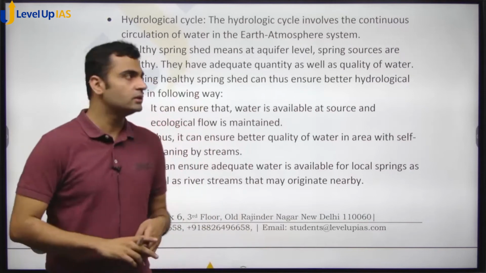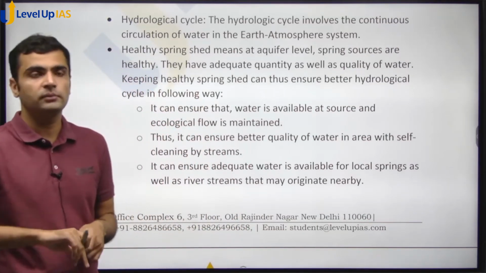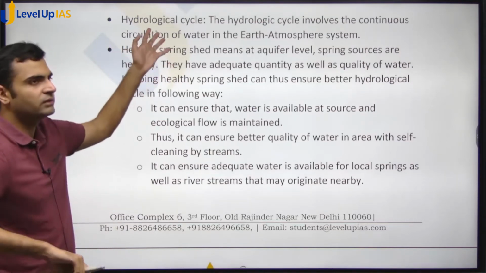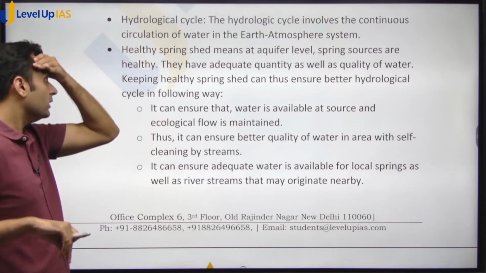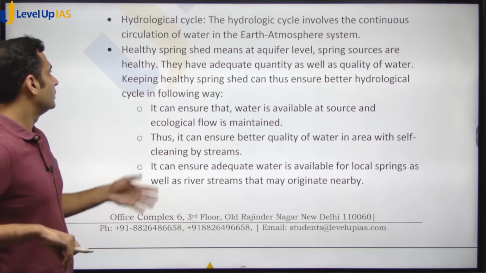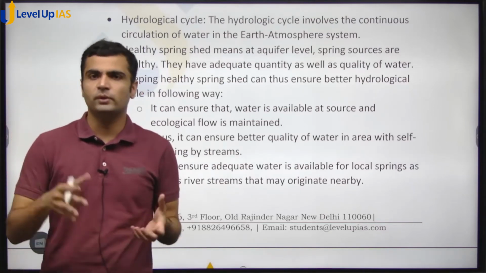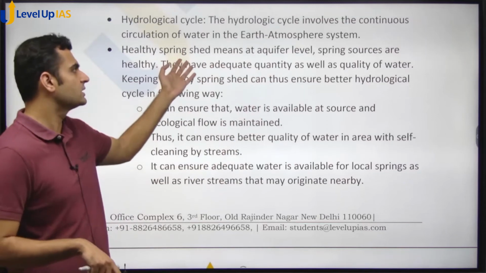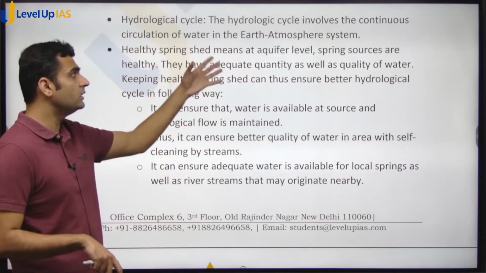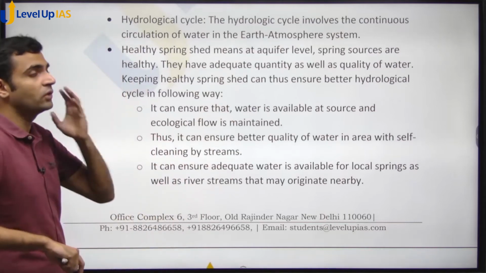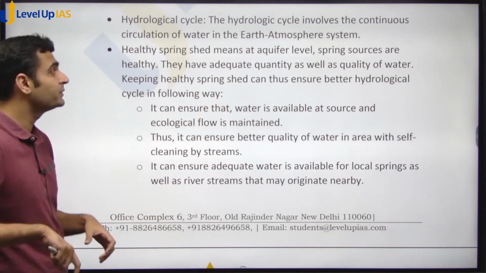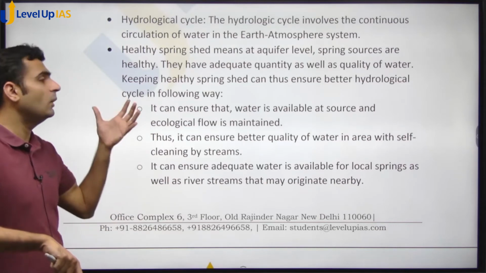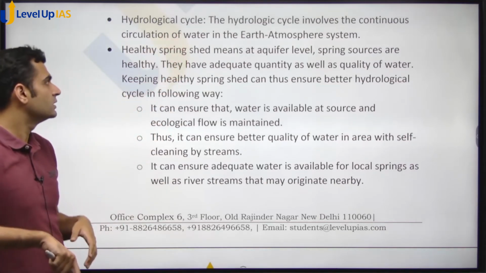Now the second part of the question: how does a healthy spring shed lead to better management of the hydrological cycle of an area? So firstly, again, for this part, we define what the hydrological cycle is. The hydrological cycle is basically the circulation of water between earth and atmosphere. And we have already seen what a water cycle looks like. This is the same thing. Hydrological cycles involve continuous circulation of water in the earth atmosphere system. You can draw a similar kind of diagram here if you have space and time. But if not, this one sentence is enough, because the question is not asking about the hydrological cycle, but how a healthy spring shed helps maintain the hydrological cycle.